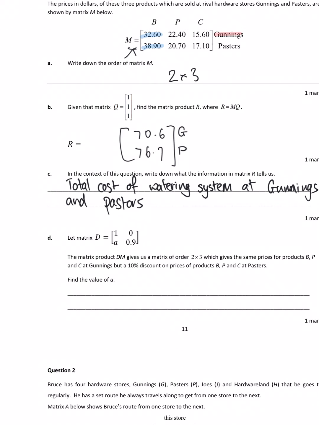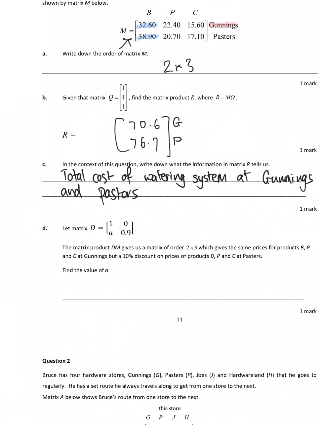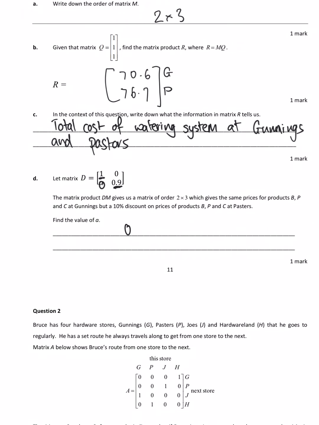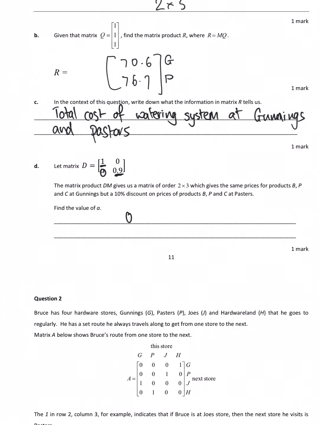Oh, sorry, it's not each of the values, it's only for Gunnings. Is it? Oh no, 10% discount at Pastors. Okay, I'm going too quick. But so if Gunnings is staying the same, that means you times it by 1. And this 0.9 here is that 10% discount for Pastors. Remember if we're applying a discount, those values go down the diagonal, and the rest of the values are zeros. So the value of A is just 0. And if you wanted to check, you could just multiply those two together and see if you get the 10% discounts as well.